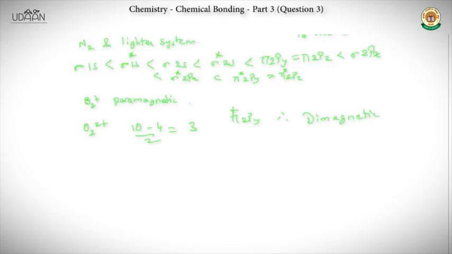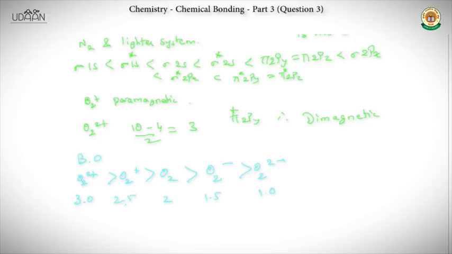Just for the reference, I am writing the bond order of all. Bond order: O2 2 plus, then O2 plus, then O2, then O2 minus, then O2 2 minus, and this is 3, 2.5, 2, here basically it's 1.5, and here it's 1.